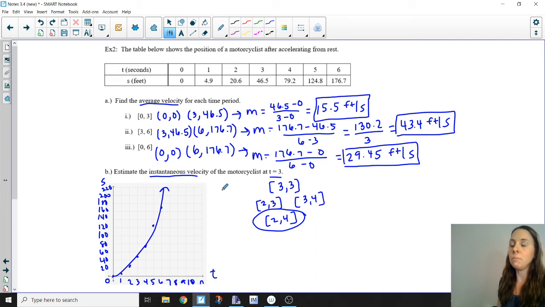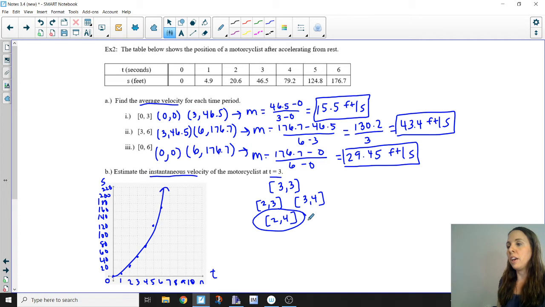Okay, so that means that if you did the slope from 2 to 4, you would have a pretty good estimate for the instantaneous velocity at t equals 3. Now, it's not always the case that you can just go on either side to get the best estimate. Getting the best estimate could be different based on the shape of the curve. So again, that's why I like to draw those lines and see which one usually wins.